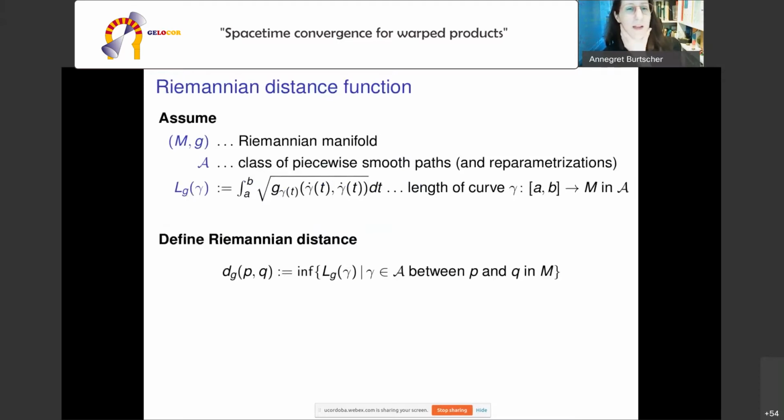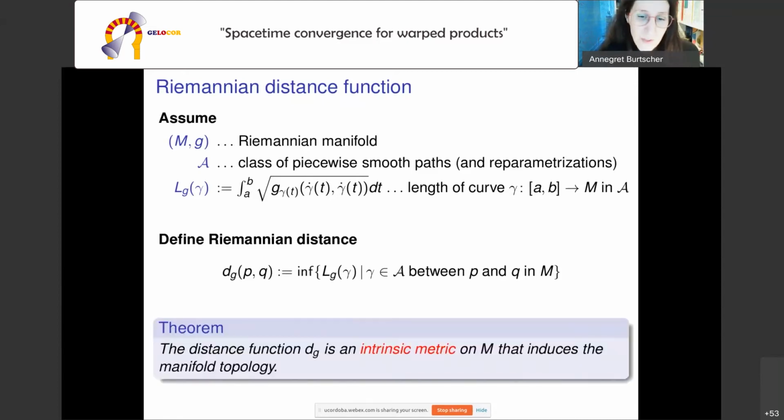So in Riemannian geometry, how do we obtain a notion of metric convergence? Well, we have a Riemannian manifold. We pick a class of curves, piecewise smooth paths, with a parametrization for those curves. We can compute the arc lengths, and then the Riemannian distance is just defined as the infimum of lengths of all paths between two given points. It is well known that this distance function gives us an intrinsic metric that induces the manifold topology. And a lot of additional properties we know as well.